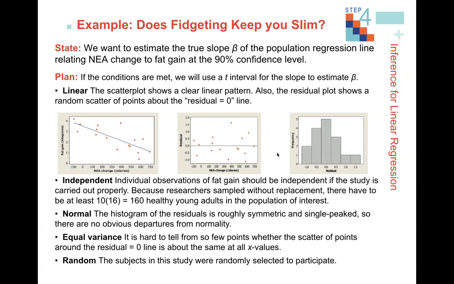Equal variance: it's hard to tell because there are so few points whether the scatter of points around the residual line is about the same at all x values, but it really is hard to tell. The only weird one would be maybe here, this goes from here way up to there, but those don't have the same x value. So yeah, nothing major, no major departures here. We're good.